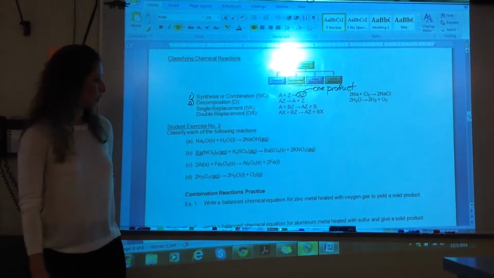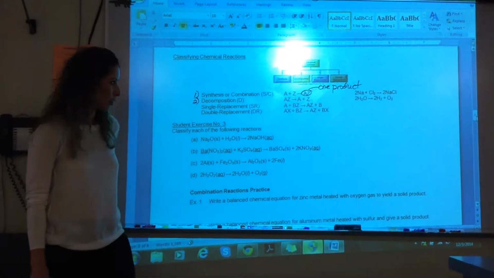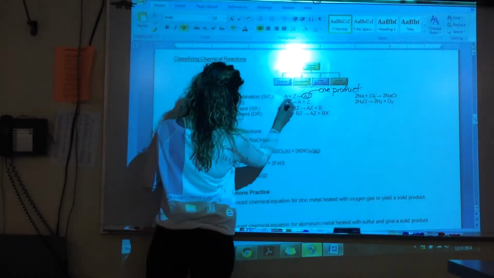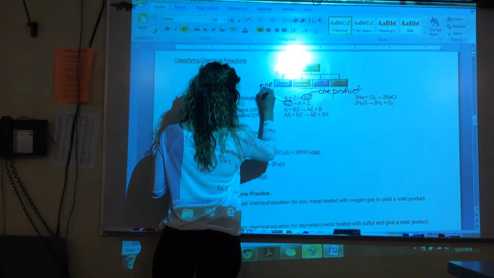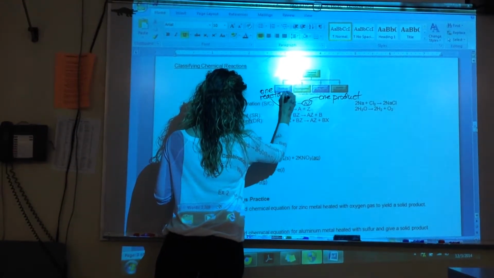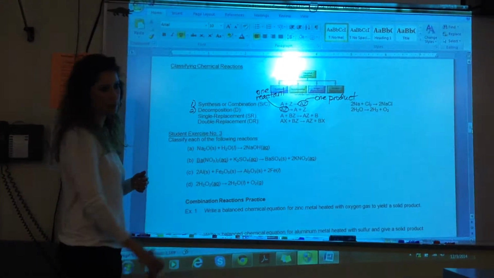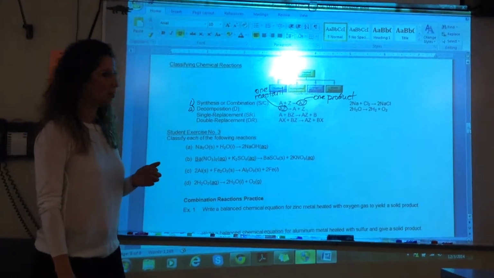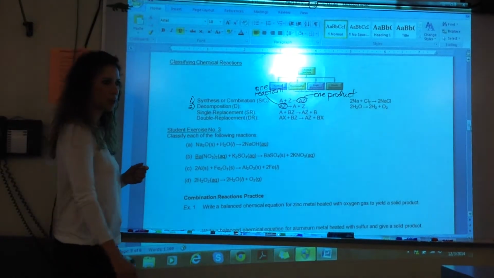The second type of chemical reaction is a decomposition reaction. That's when you have one reactant and that reactant breaks apart. So here you may want to make a note that you have one reactant. When compound AZ breaks apart into elements A and Z, that's a decomposition reaction.